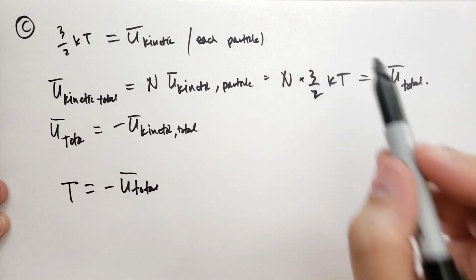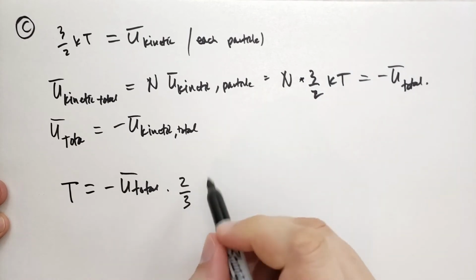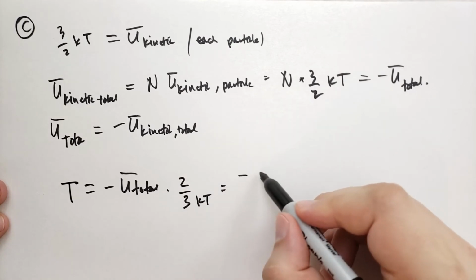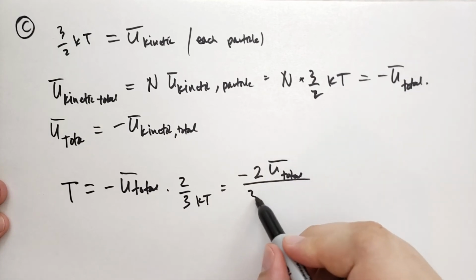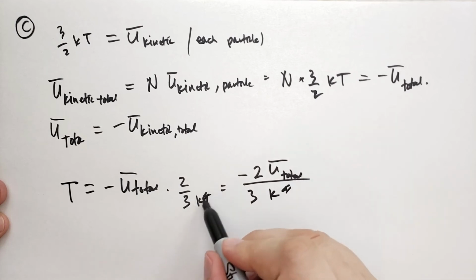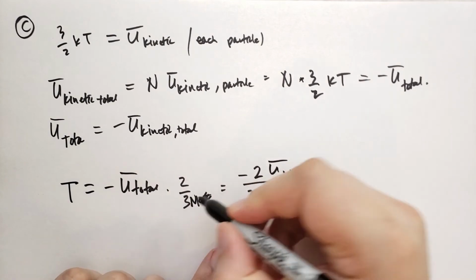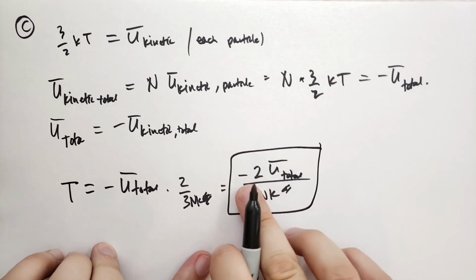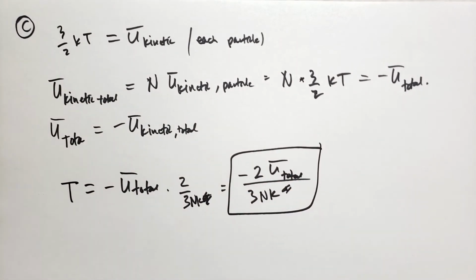That's a times sign there. It's not a minus sign. And then we have 2/3. And then we have k. So we can just put U total. So T equals minus 2 U total all over 3k. I'm sorry, there's no T there. This is the k. So we have the number of particles as well, Nk. So this is the average temperature. It's minus 2/3 of the total energy divided by the number of particles divided by Boltzmann's constant.